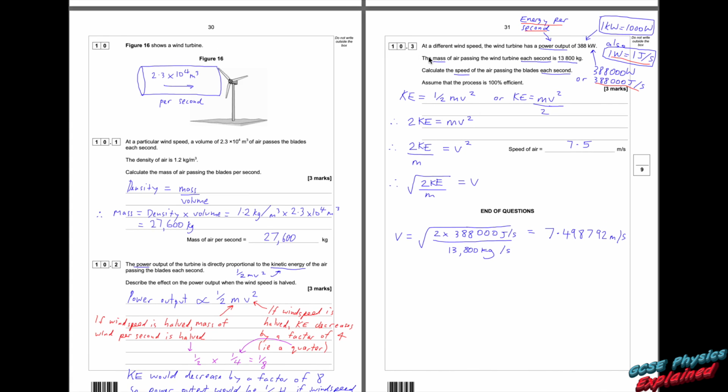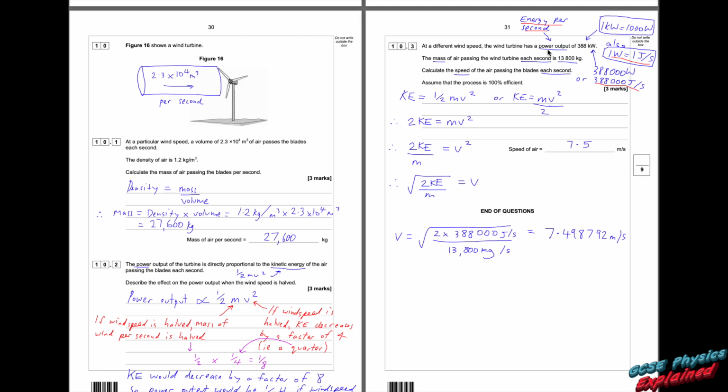Part 3. At a different wind speed, the wind turbine has a power output of 388 kilowatts. So again, 1 kilowatt is 1,000 watts. Now also 1 watt is 1 joule per second. I'll come back to that in a minute. The mass of air passing the wind turbine each second is that. Calculate the speed of the air passing the blades each second. They're going on about each second all the time.